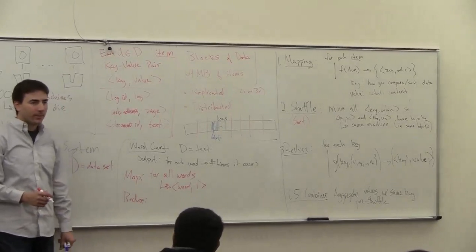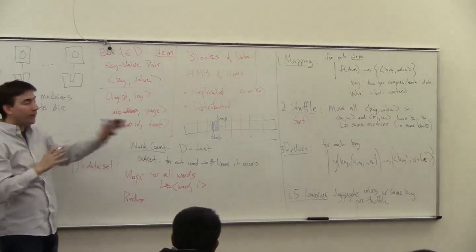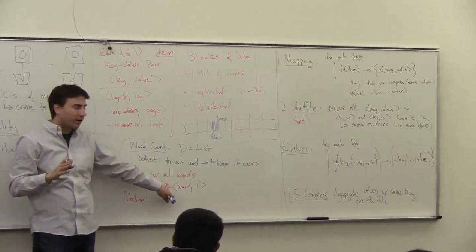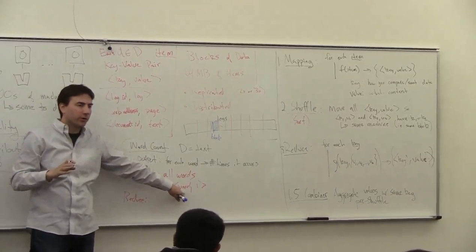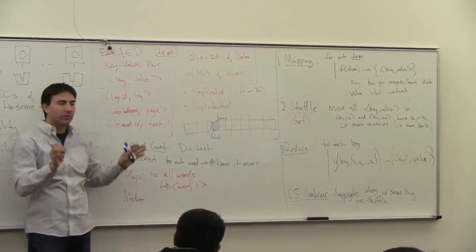Increment the count. Actually, shuffle increase. Well, the shuffle, you actually don't have to do anything. The shuffle will bring all the key value pairs with the same word, say this word is pi, all the instances of the word pi, onto the same machine.